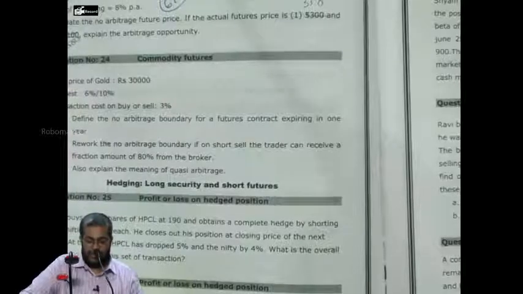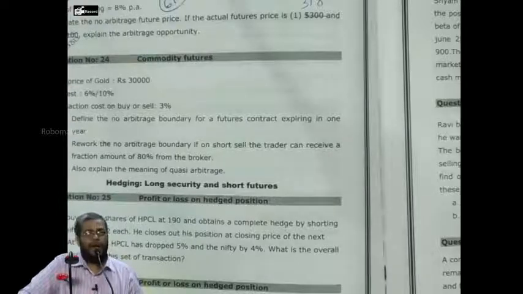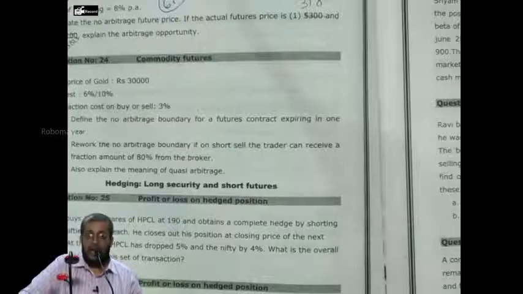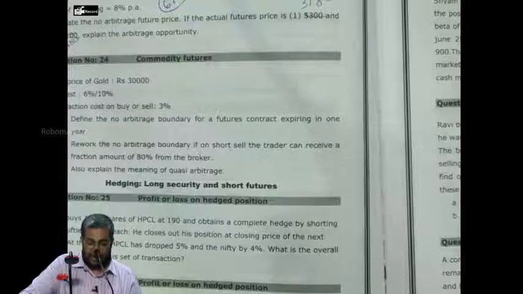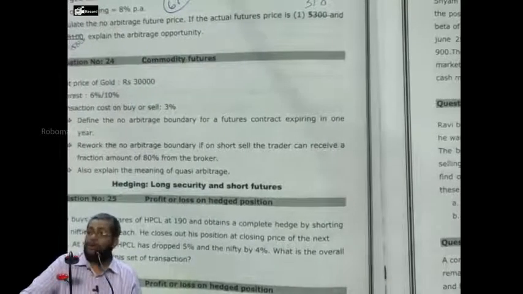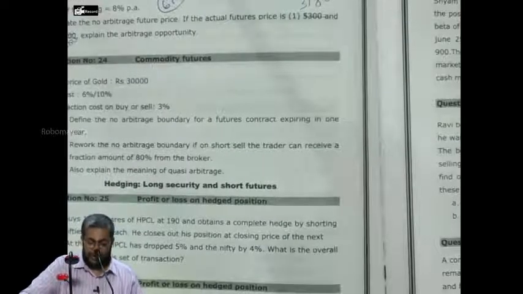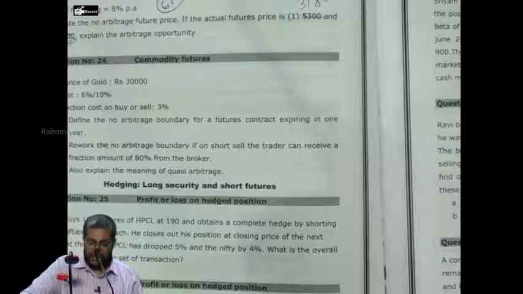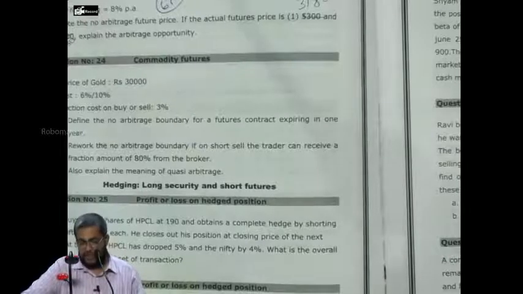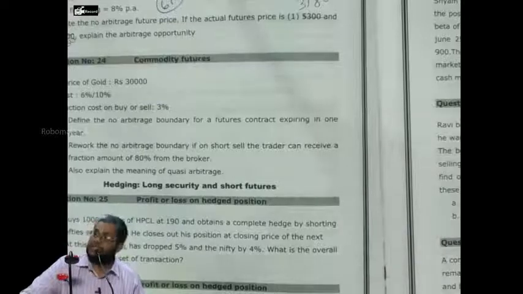Spot price of gold 30,000, interest 6%, 10%. What is 6%? What is 10%? I can deposit at 6%, borrow at 10%. Transaction cost on buy or sell is 3%. That is brokerage to the broker. Define the no arbitrage boundary for a futures contract expiring in 1 year. Revert the no arbitrage boundary if on short sell the trader can receive a fraction amount of 80% from the broker. Also explain the meaning of the term quasi arbitrage.